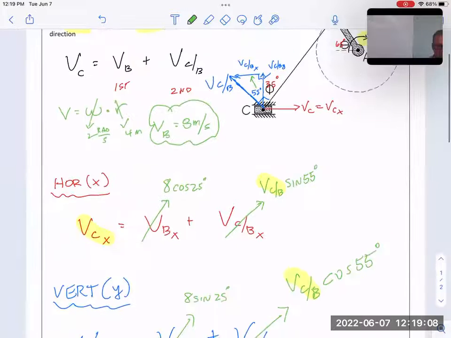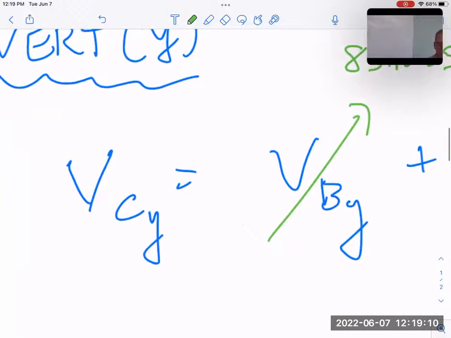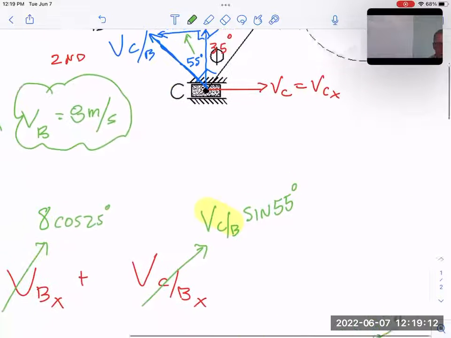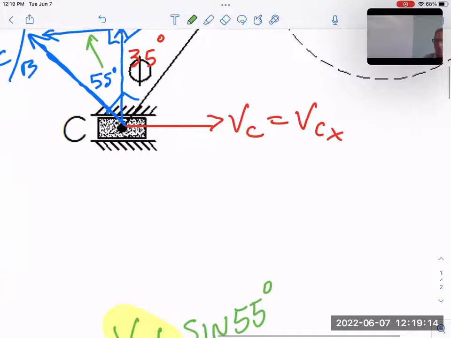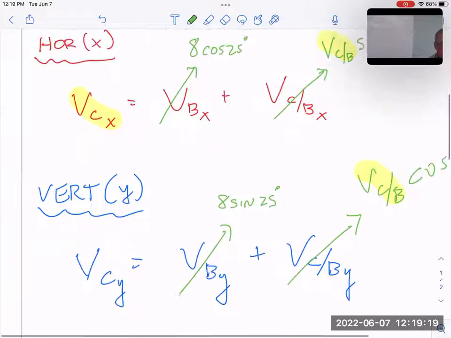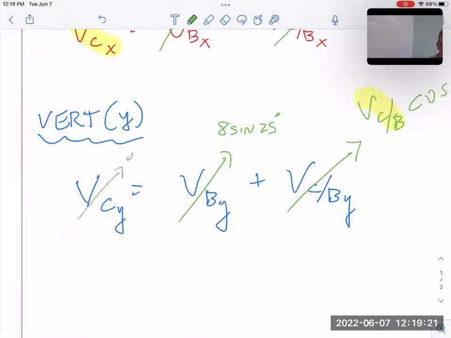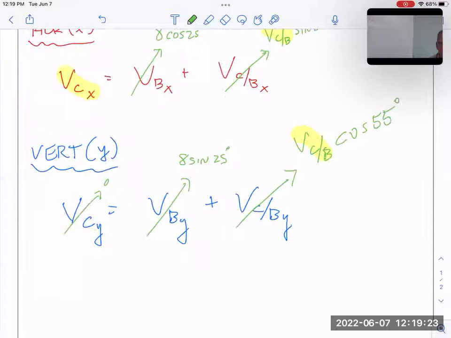And then lastly, take a look at C. How is C moving in the Y direction? It's not moving at all, right? It's not allowed to do that. So that's kind of cool, because then I can say that one's 0. So there are my two equations, two unknowns.